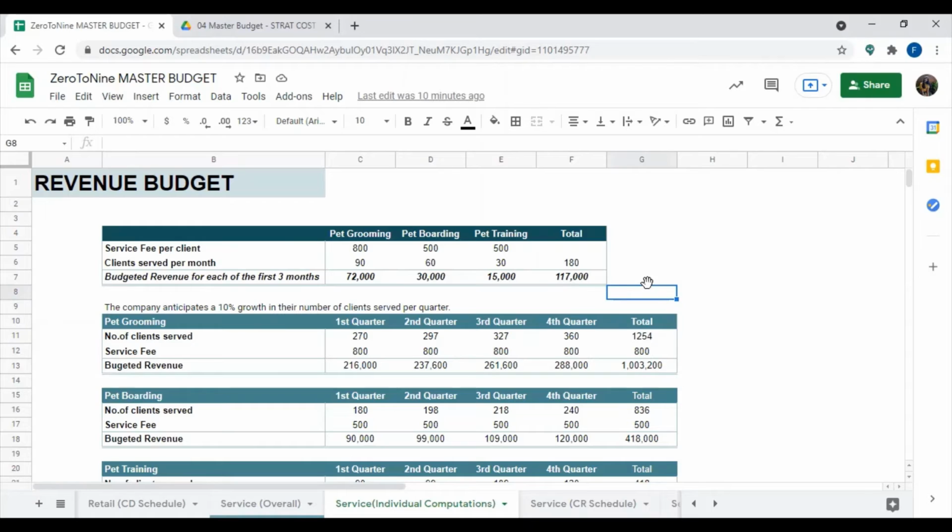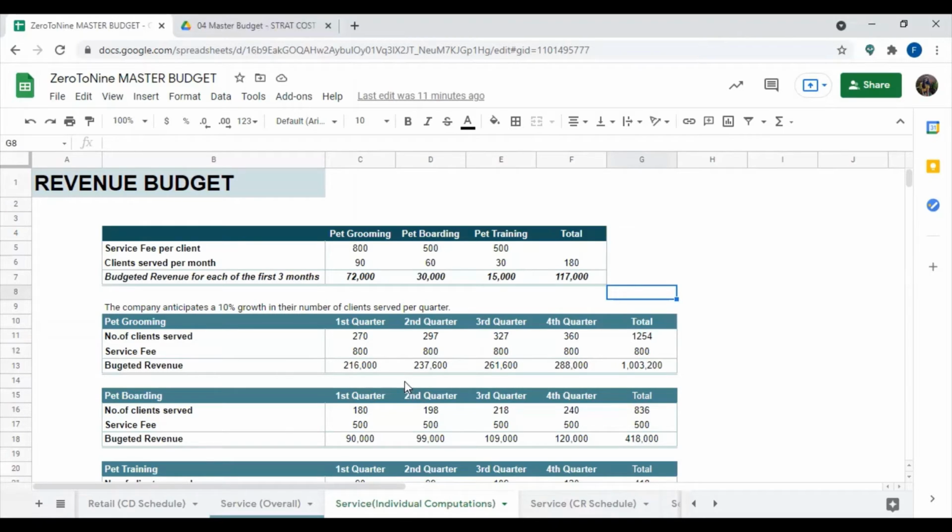Thus, the total budgeted revenue for each of the first 3 months for the service portion of the business is 117,000. Moving on, let us proceed to the computation of the budgeted revenue for the whole year. For the pet grooming services, just like stated in the information, the company anticipates a 10% growth in the number of clients served per quarter. The number of clients served for the first quarter is 270, which is 90 clients served per month times 3, since there are 3 months in a quarter. So 270 times the service fee of 800, the budgeted revenue for the first quarter is 216,000.